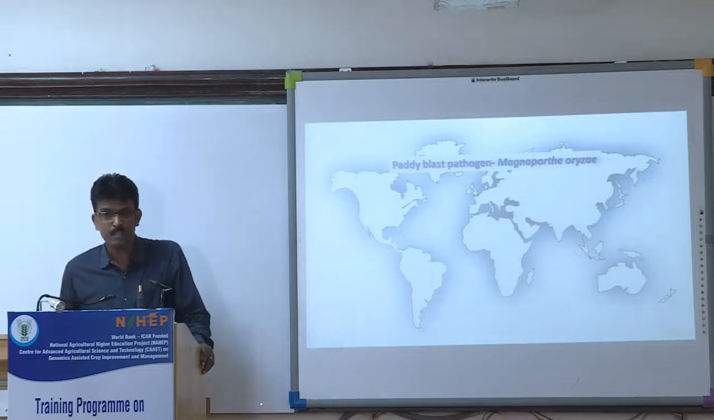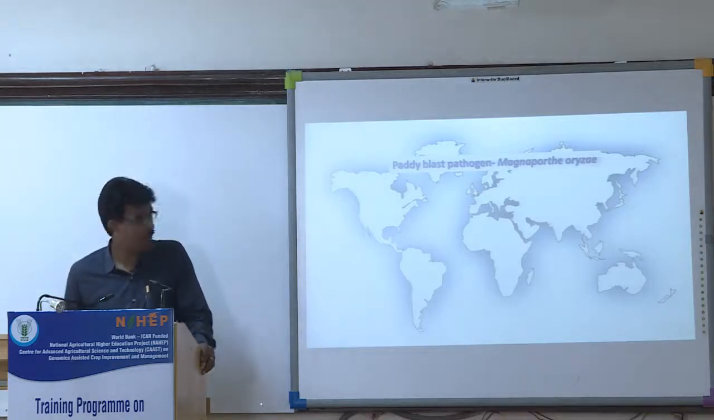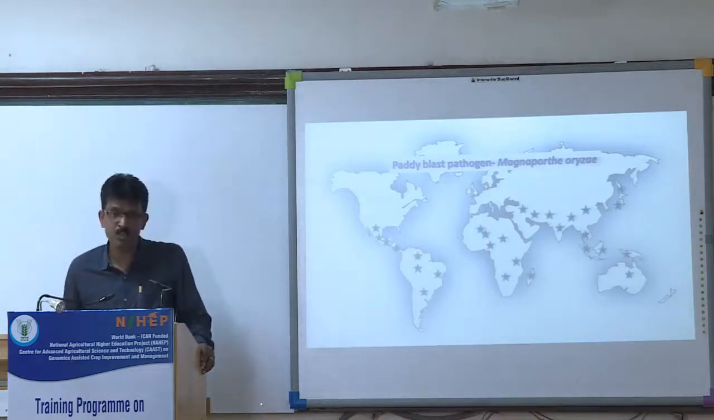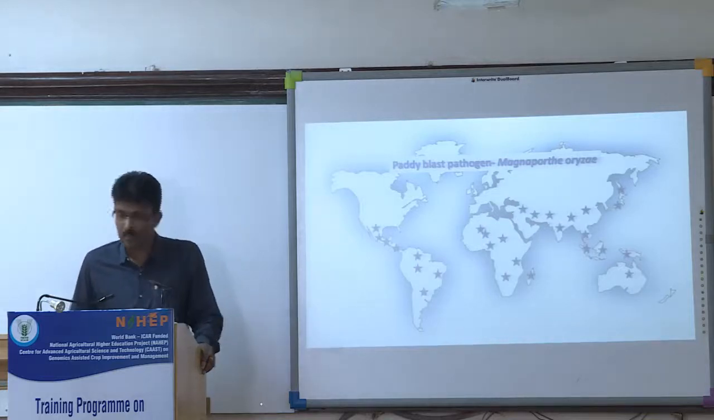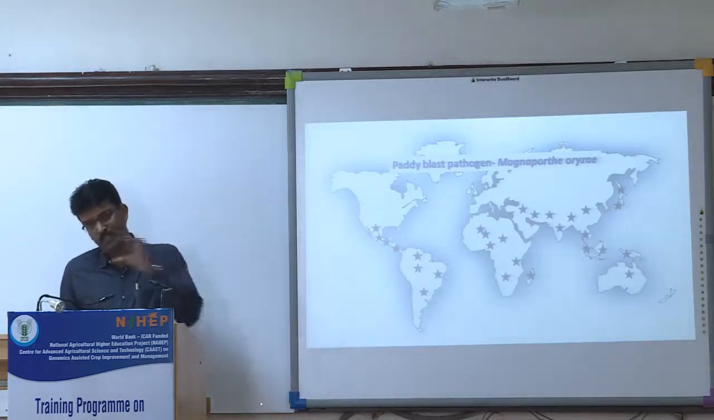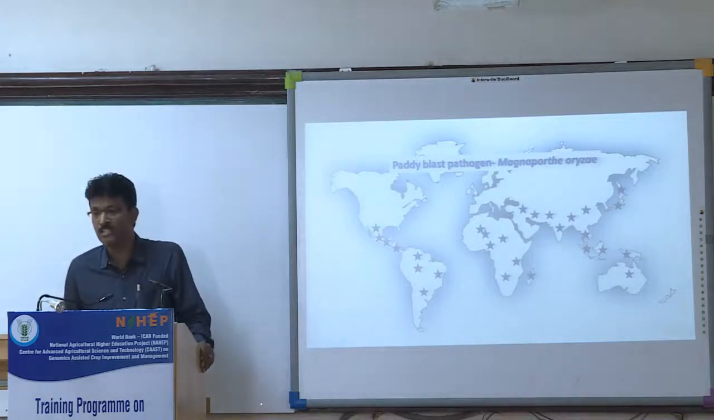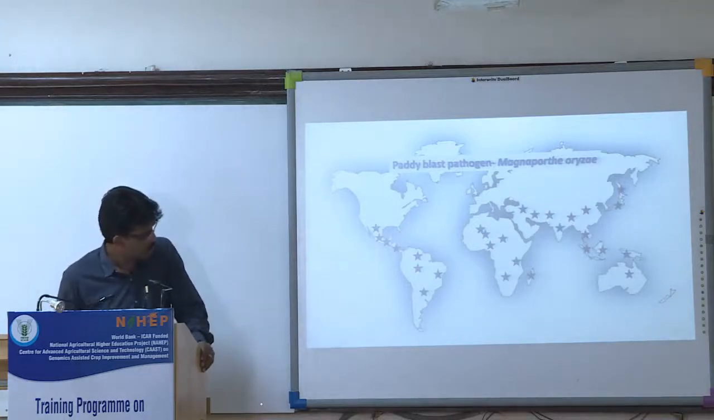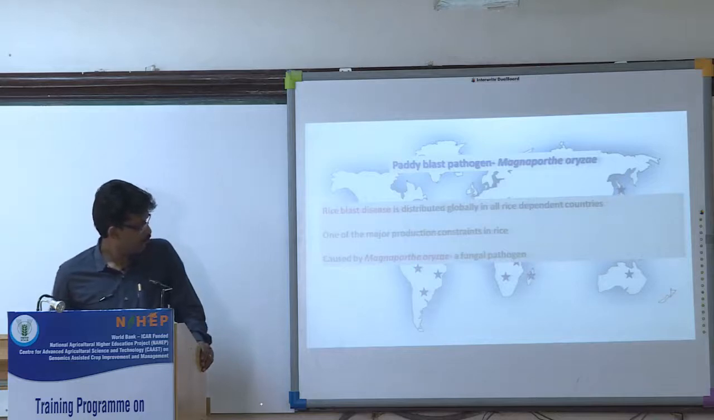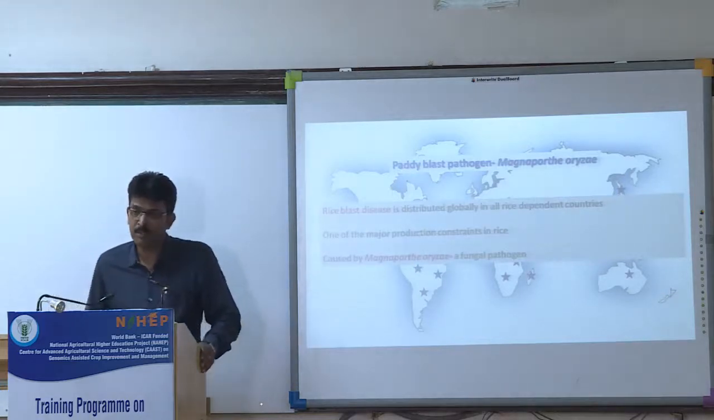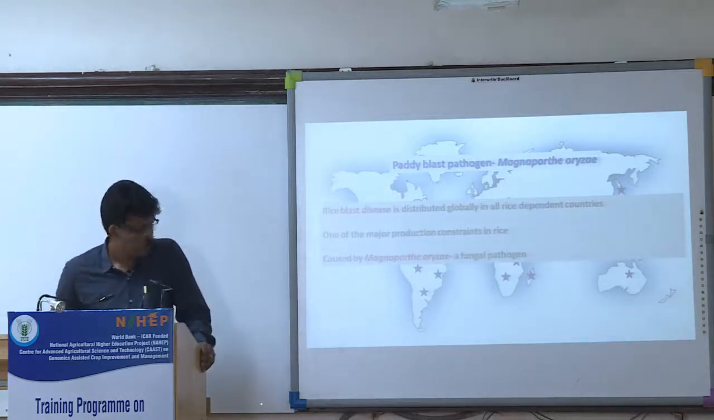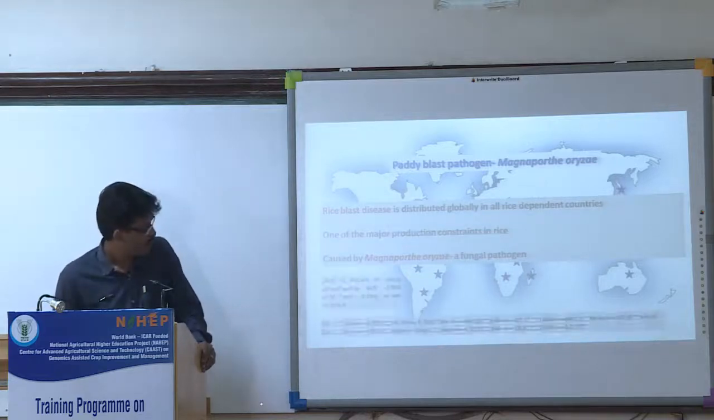This is a scenario of the so-called rice blast. You can see wherever the stars are there, there is a report of this particular disease. Again, this is a well distributed disease in all cereal growing countries in the world, in particular rice. And this is one of the major production constraints in rice, and it is caused by a pathogen belonging to Ascomycetes, that is Magnaporthe oryzae, right. It is a fungal pathogen.